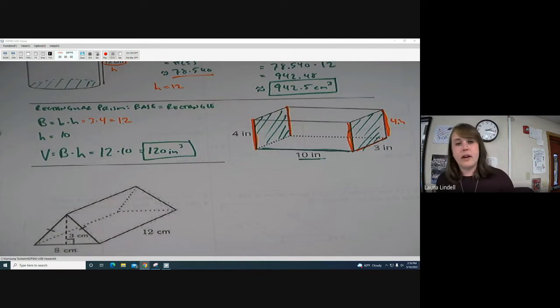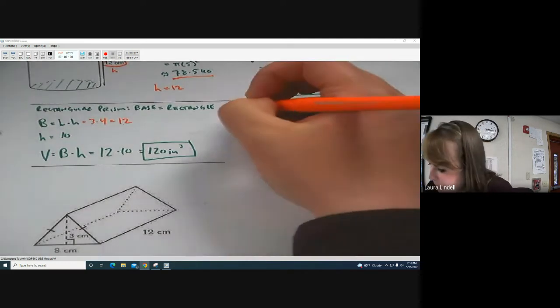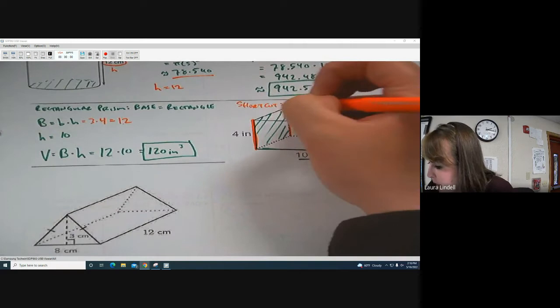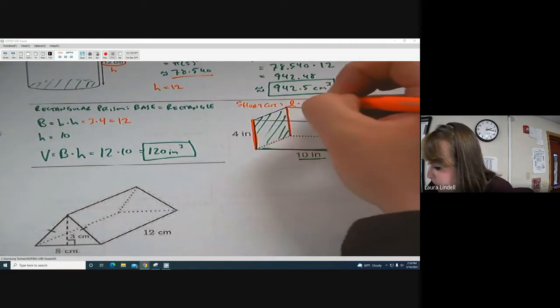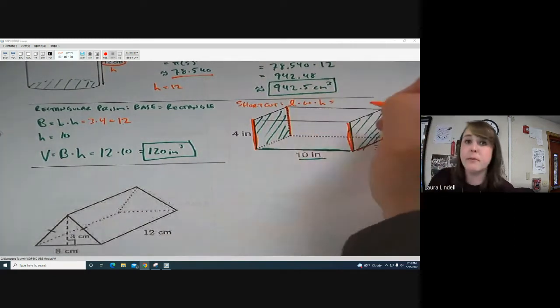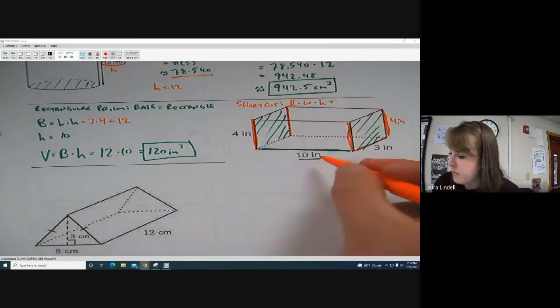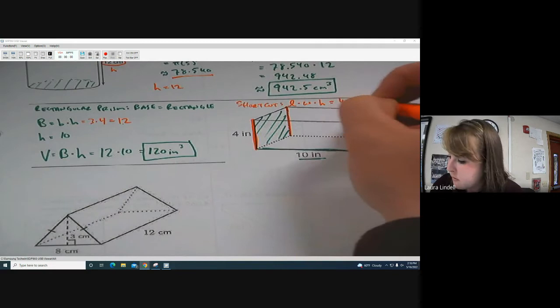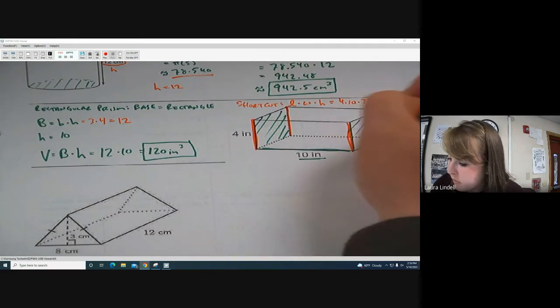There is a shortcut way that you can use to find the volume of a rectangular prism. So, shortcut. You can just go length times width times height. You can just multiply your 3 dimensions. I can go 4 times 10 times 3. It doesn't matter which one is which. And we still get 120.